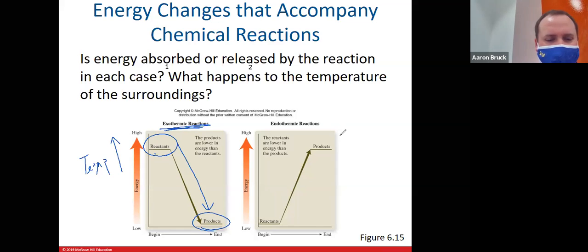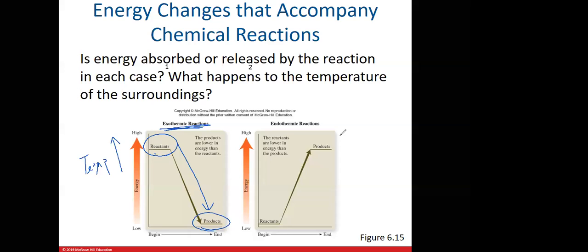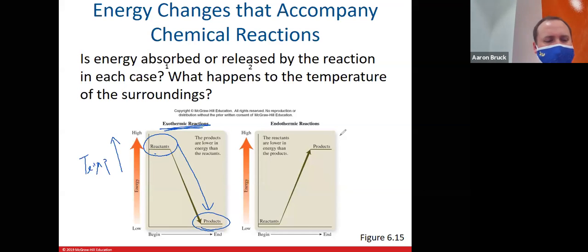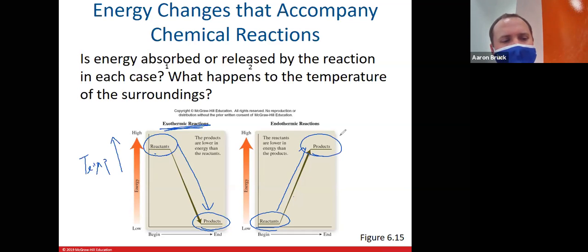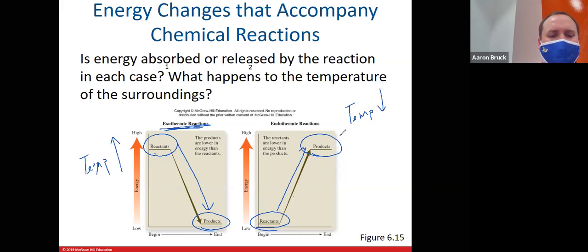Now, in endothermic reactions, it's exactly the opposite. In endothermic reactions, we have reactants with relatively low energy that are going to absorb energy as they become products. Now, when they absorb that energy, again, that energy had to come from somewhere. Where does it come from? It comes from the surroundings. So if the surroundings are giving energy away, we're going to see their temperature go down as a result.